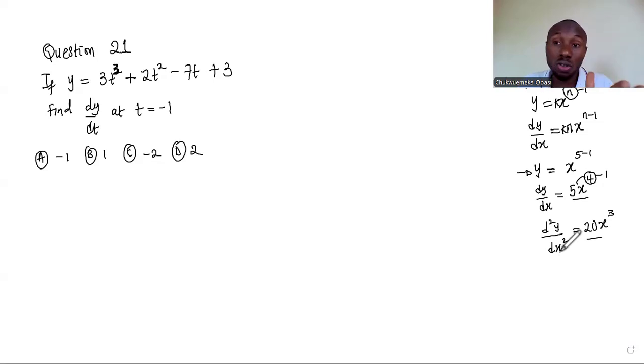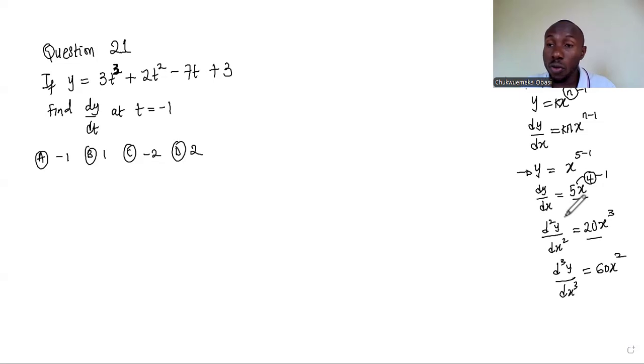They can even ask for the third derivative. They can even ask for the fourth, fifth, and sixth, as much as you know. So if they are asking for the third derivative, that will be d cubed y over dx cubed. And that will be 3 multiplied by 20, that is 60. And you remove 1 from 3, that is 2.